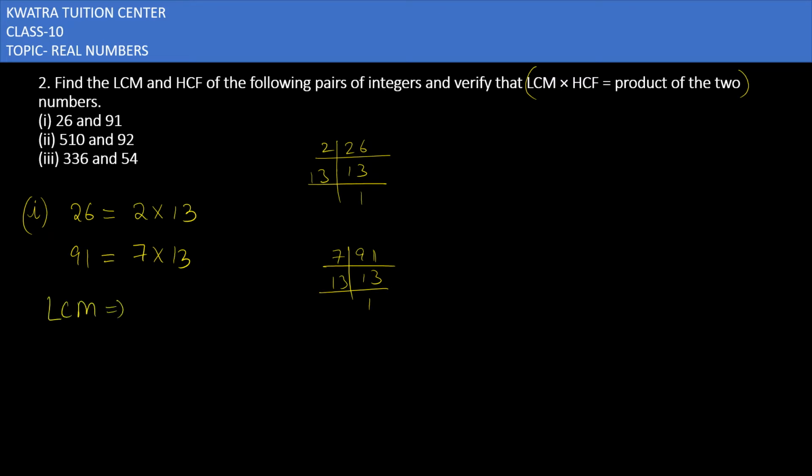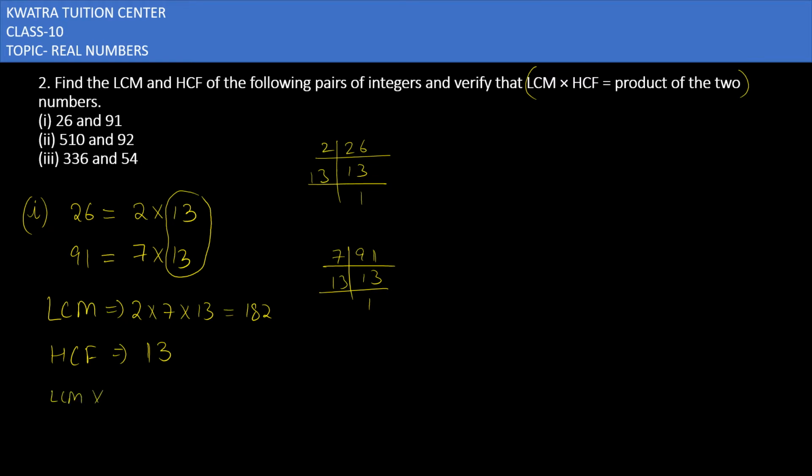So now what you have to do is find the LCM. LCM is least common multiple, HCF is highest common factor. In this case the highest common factor is 13, then LCM will be the leftover part, which is 2, 7 and 13. Just multiply these three, you will get 182. And what is the HCF? HCF is 13.